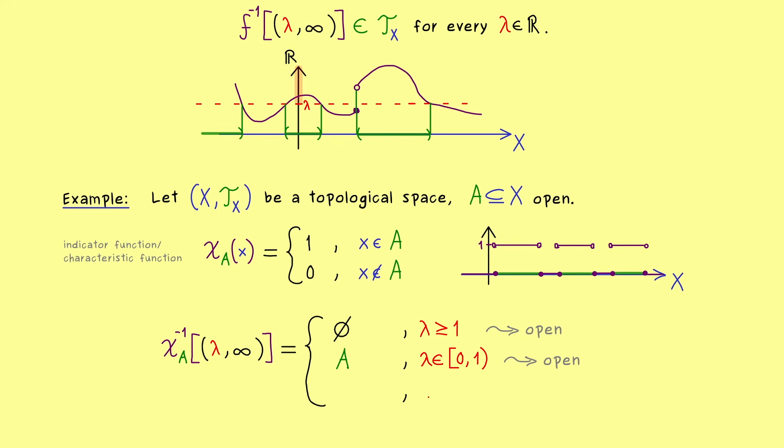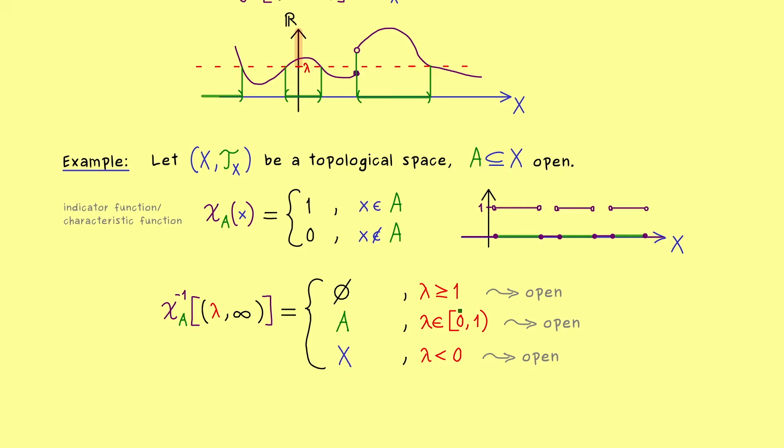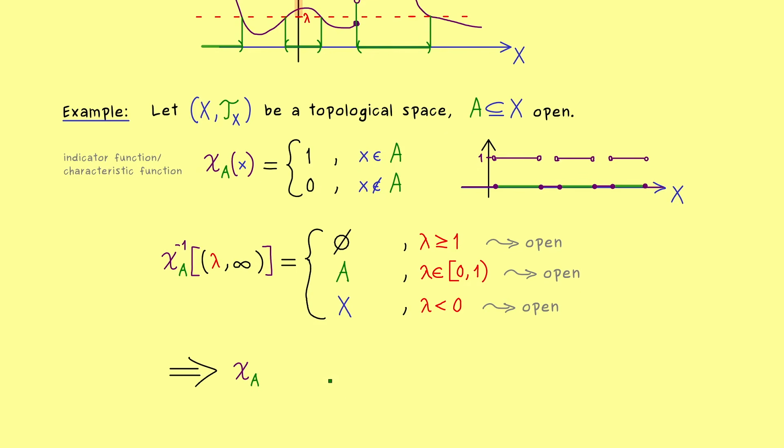And then finally, we can consider all lambda values that are negative, so lambda is strictly less than 0. Therefore, our interval here definitely covers all the values we have, so the preimage is the whole set X. So indeed, all points from X are sent to this interval in that case. And by definition of the topology, X is an open set as well. So the conclusion is clear, such an indicator function for an open set is always lower semicontinuous.